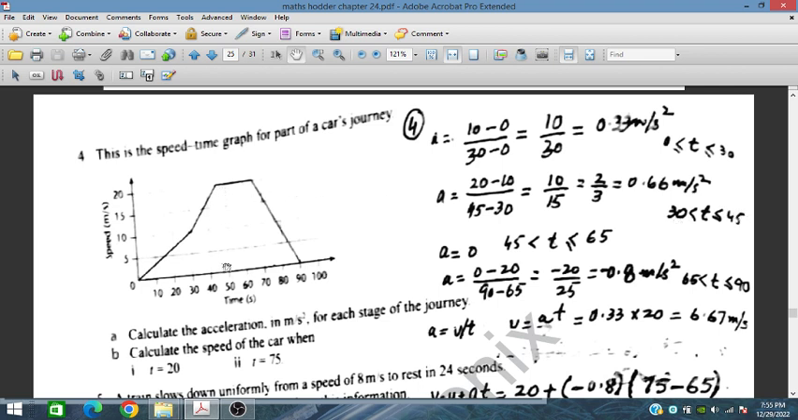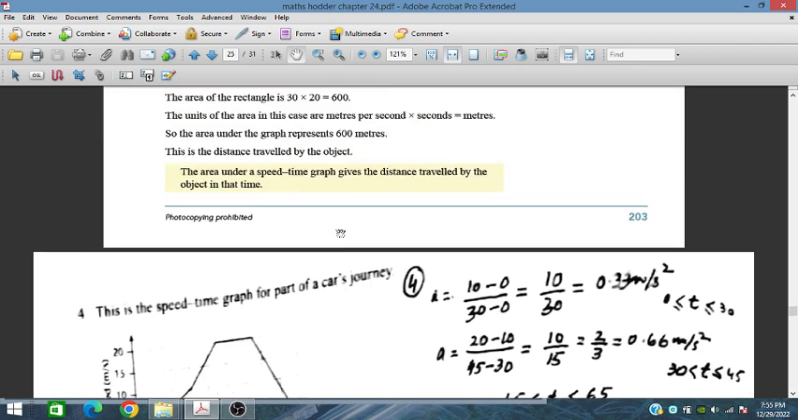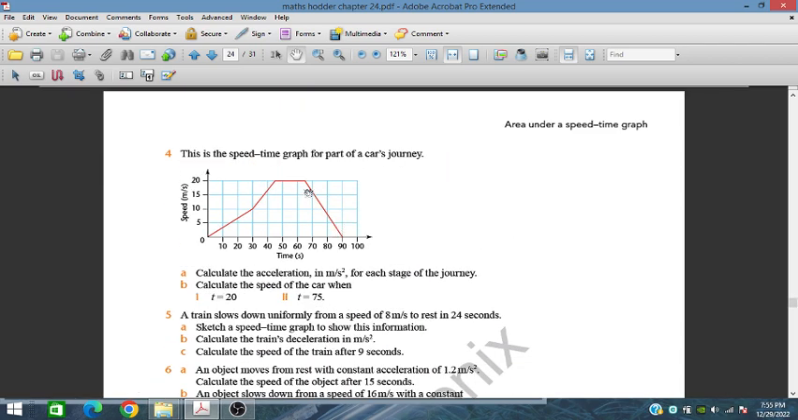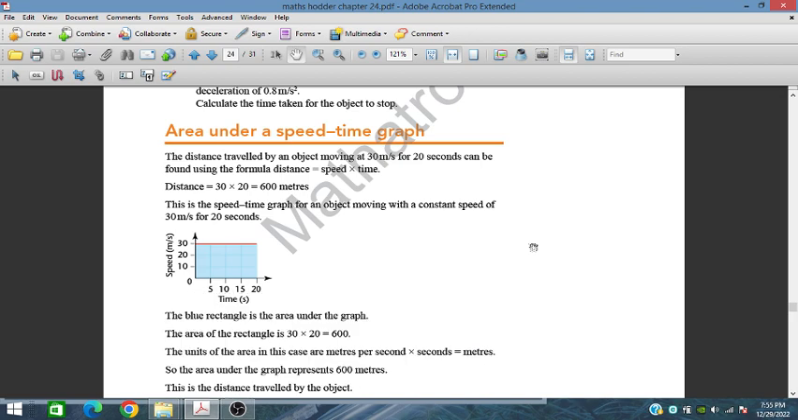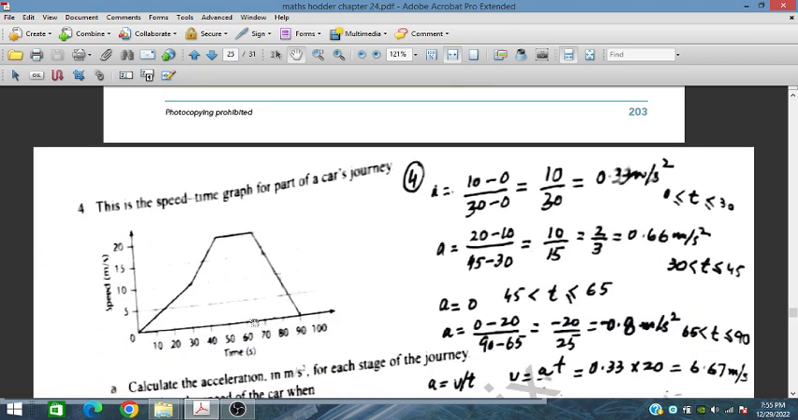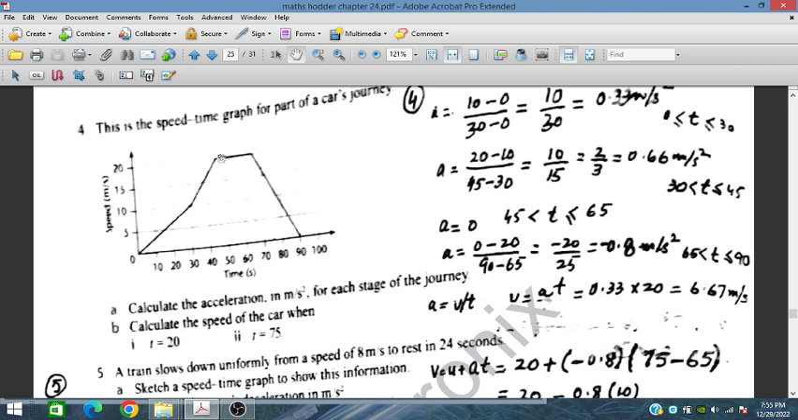And from this 45 to this 65, I think it's 65. It can be read easily from here. Yes, it is 65. So for this duration, the initial speed was 20 and the final speed was 20, so the difference is 0, so the acceleration is 0 divided by this duration, so the result is 0. So 45 to 65, the acceleration is 0.